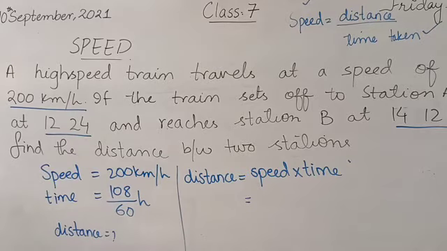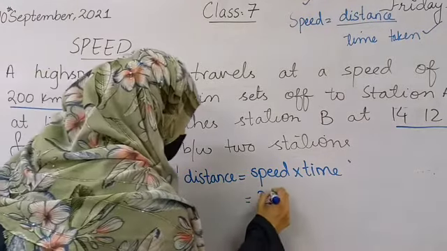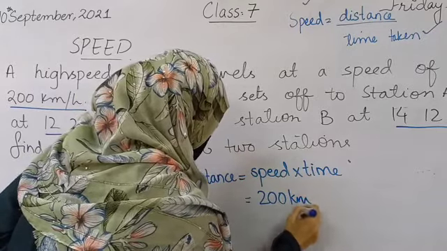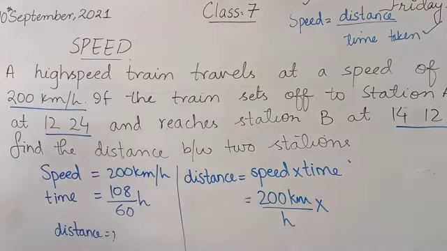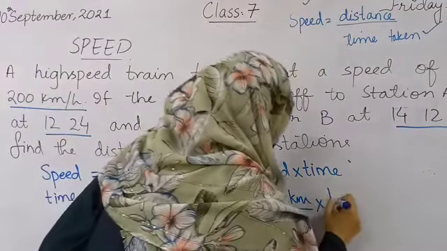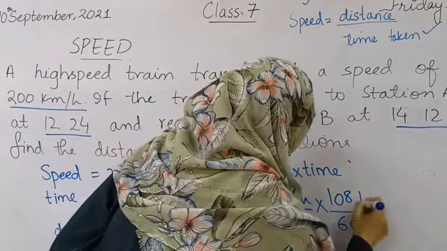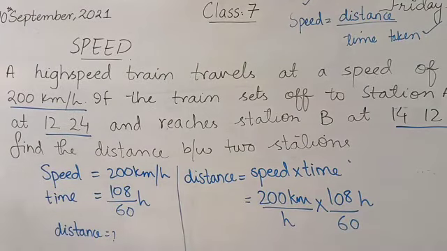Okay, put the values here. What is speed? 200 kilometer per hour. Multiply. What is time? 108 over 60 hours. Okay. I just put the value of speed and time in the given formula. Now cut this 60 into 200's. Multiply 200 with 108 and divide it by 60. Multiply and divide and then tell me the answer.